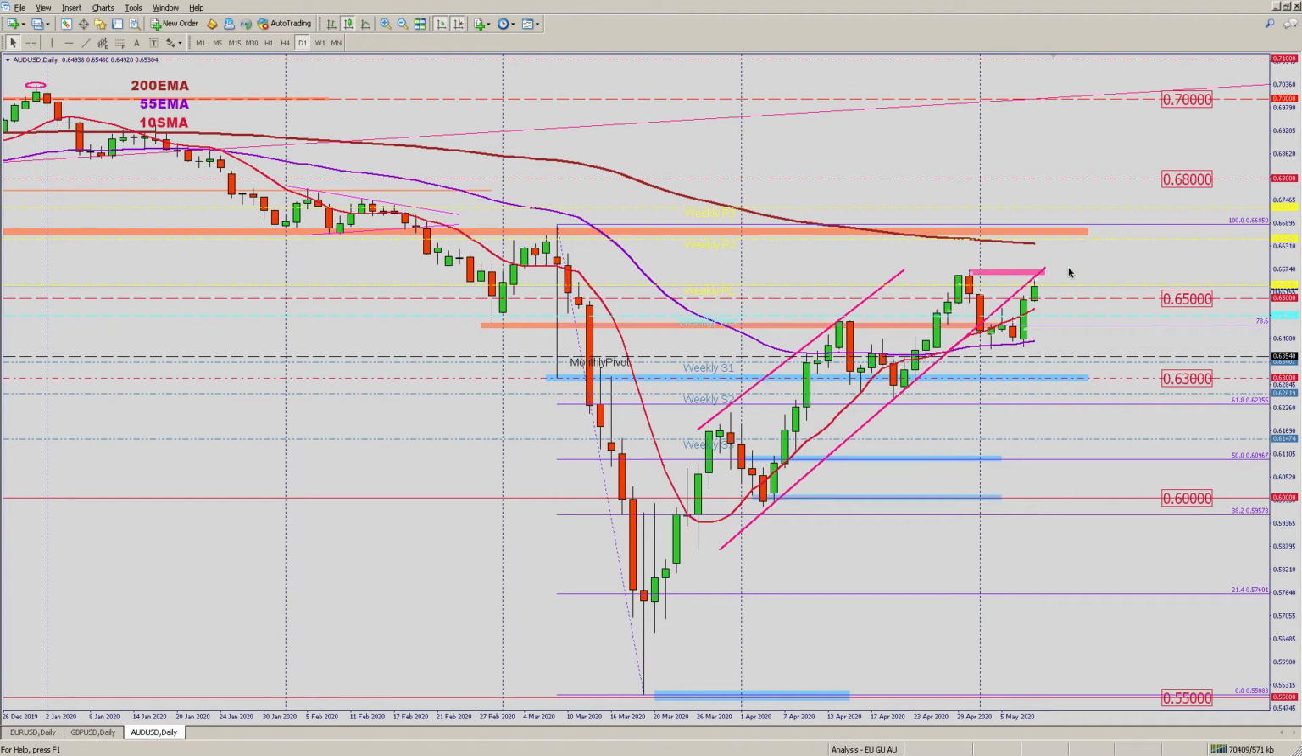And it's either the COVID-19 pandemic news on the easing of the lockdown, or any further stimulus measures that are being put forward by the respective governments.